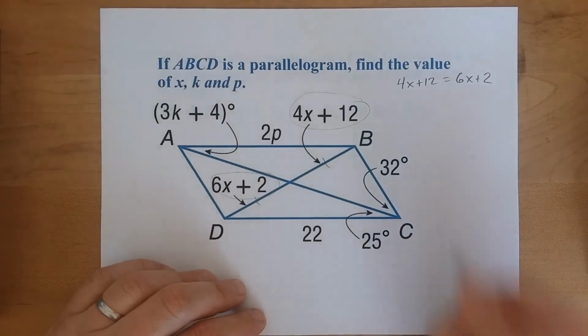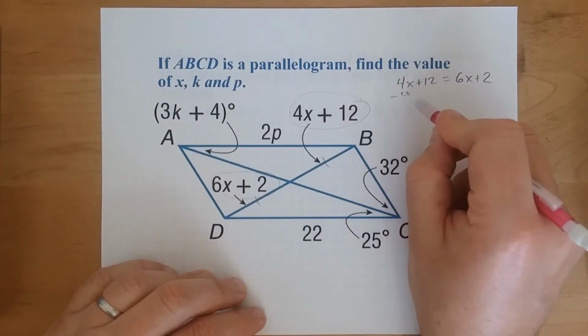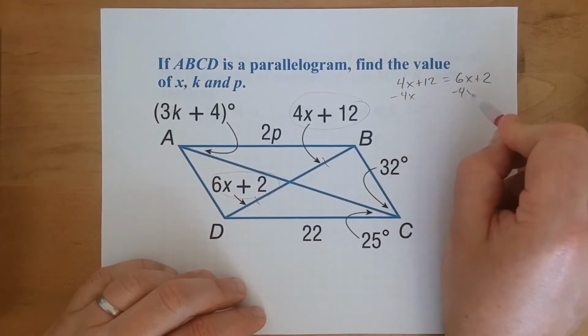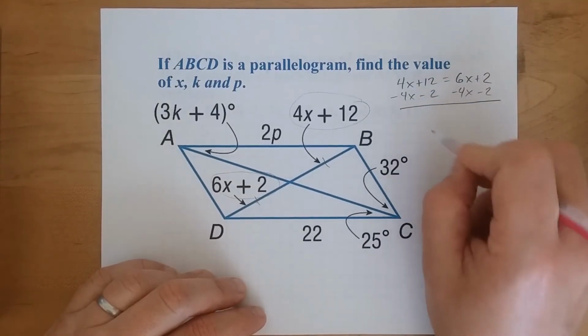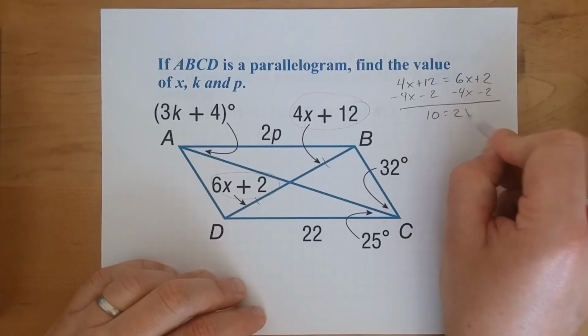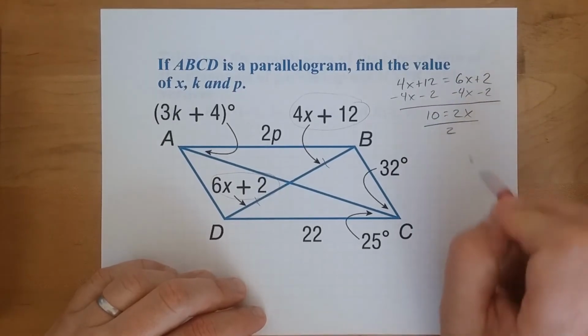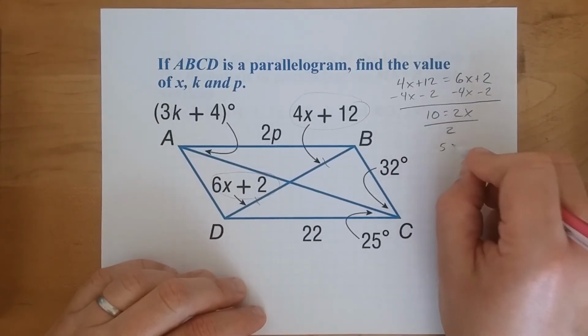Good. We can solve this for x by subtracting 4x from both sides, while we subtract 2 from both sides at the same time. And we're left with 10 equals 2x. Divide by 2, and we will get 5 equals x.